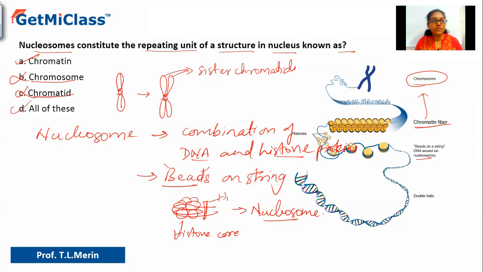Option D says all of this, which is again ruled out because we are talking about the nucleosome being the repeating unit, and that occurs in the form of chromatin fiber. So let us conclude the answer, that is option A.